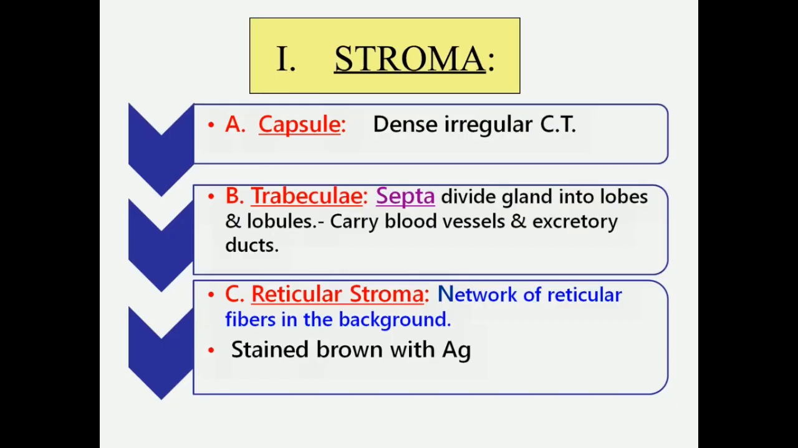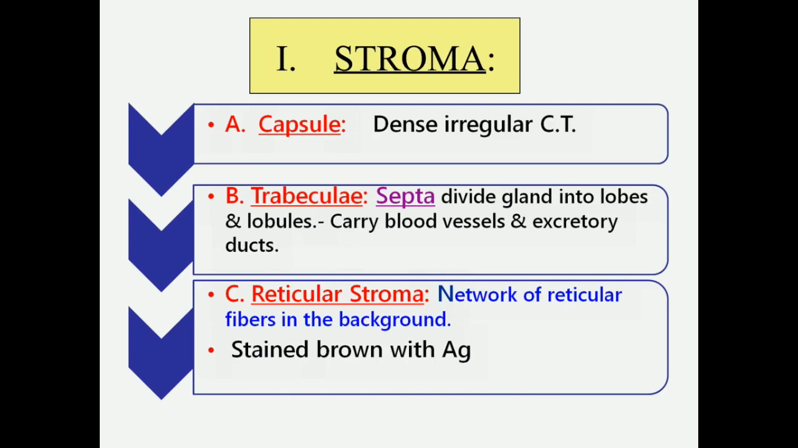The major glands have a general structure formed of stroma that is formed of capsule, trabeculae, and reticular formation. As regards the capsule, it is dense connective tissue of the irregular type formed of collagen fibers, fibroblast. As regards the trabeculae, the septa, they divide the gland into various lobes and lobules carrying blood vessels and the ducts. As regards the reticular formation, formed of reticular cells and reticular fibers, forming a network stained with silver.